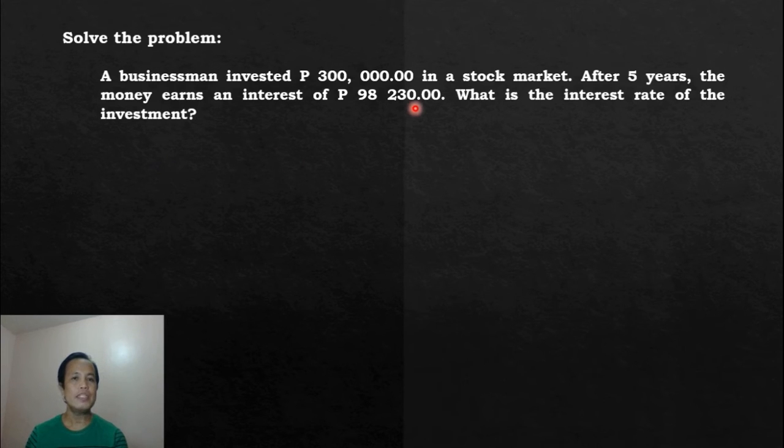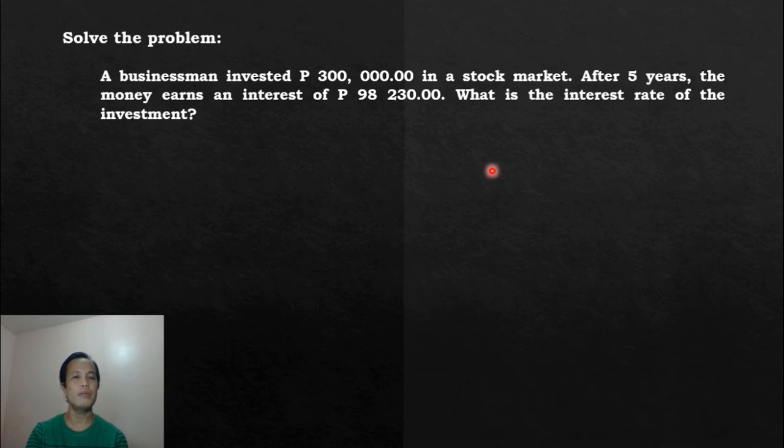This time, our principal money invested is 300,000 pesos. The time duration is 5 years, and we are given the interest of 98,230 pesos. And we are to solve for the interest rate, meaning the R is unknown.